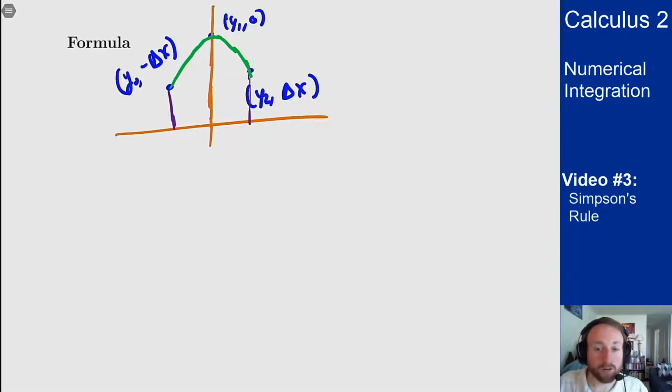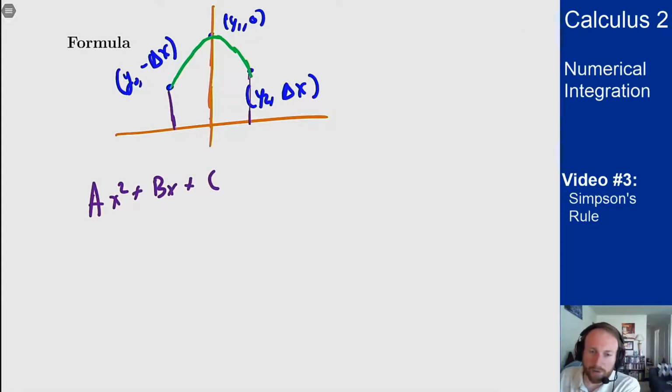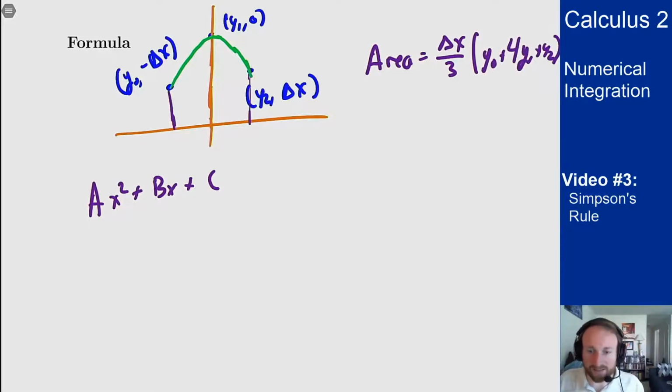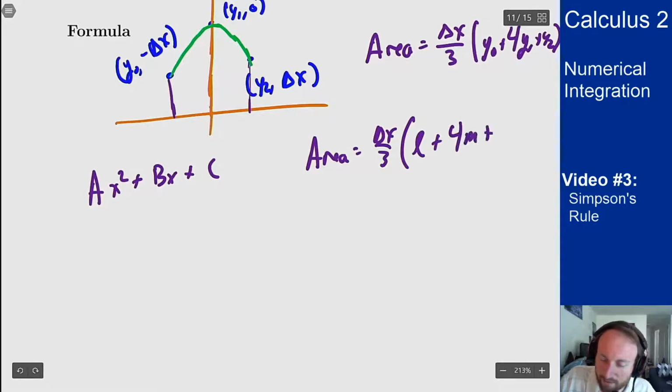There's a derivation for the formula for this area in the book. The main idea is it's a quadratic, so it's going to be of the form ax squared plus bx plus c. You can then use undetermined coefficients like we did for partial fractions to figure out what a, b, and c have to be based on y0, y1, and y2, and then integrate. And what you will come to is that this area is delta x over 3, times y0 plus 4y1 plus y2. So the way you want to think about this is for each parabola, the area is delta x over 3 times the left plus 4 times the middle plus the right.